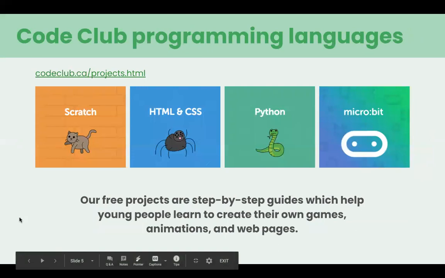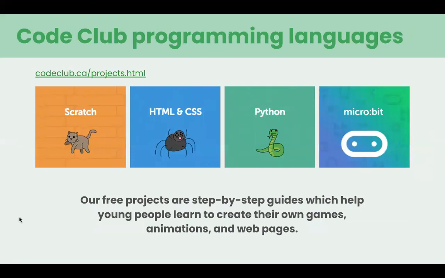So here are the programming languages that Code Club has to offer. Scratch and Python being the most popular of the two. Scratch is a beginner-friendly block-based coding program that allows kids to create some really cool animations. And Python is a more intermediate advanced level for participants who are looking for a little bit more of a challenge and first look at what text-based programming can look like.